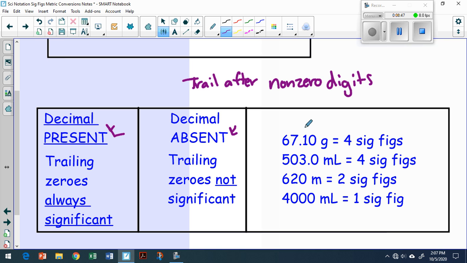So notice here, the 1 is the last non-zero number, and this is a trailing zero with a decimal place. That 0 is there because it's the estimated digit. Someone is saying they think it is exactly on the line for the 1. So we count that as significant. So the 6, 7, 1, and 0 are all 4 significant figures. This is a captive zero. This is a trailing zero. Because there's a decimal place, we're saying it's exactly on the 3, and we're estimating a 0 in that position for significant figures. When the decimal is absent, they become placeholders.